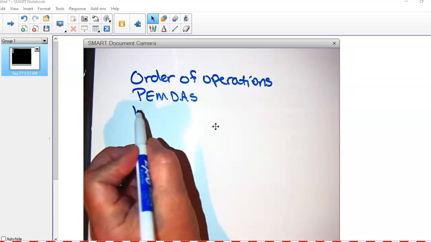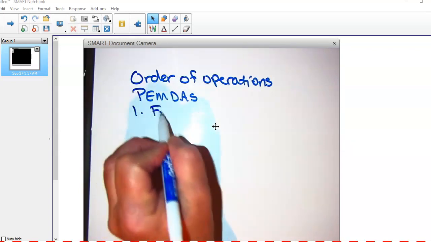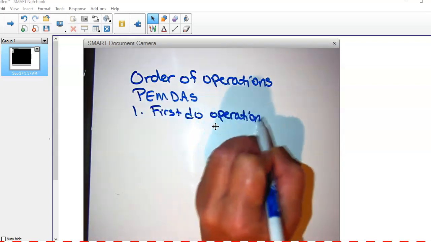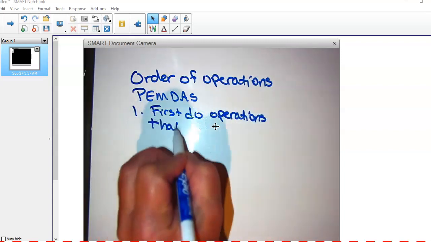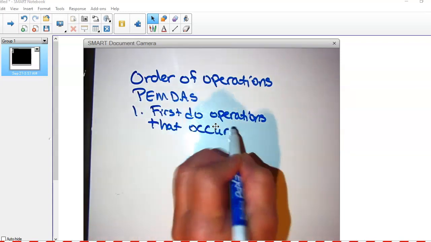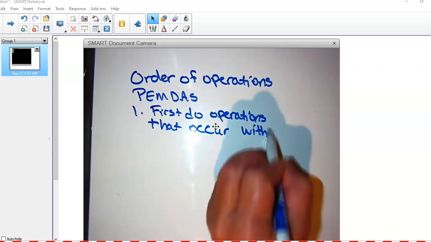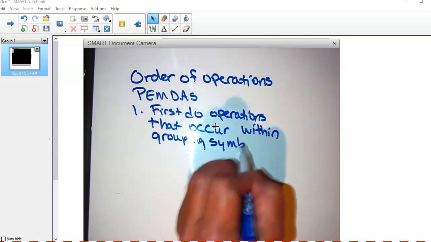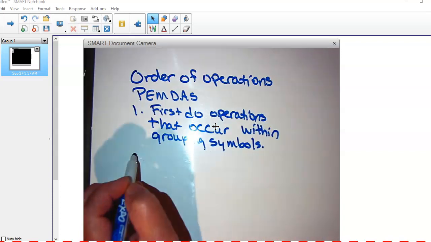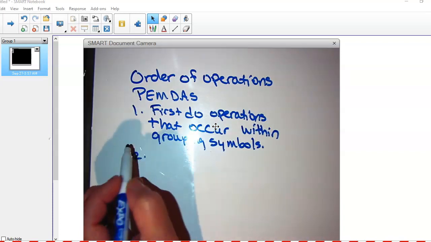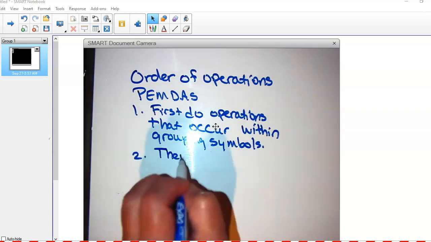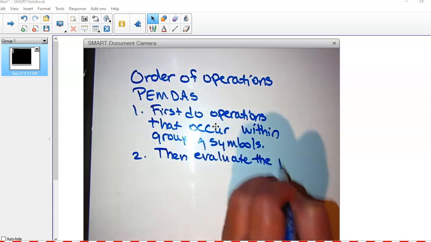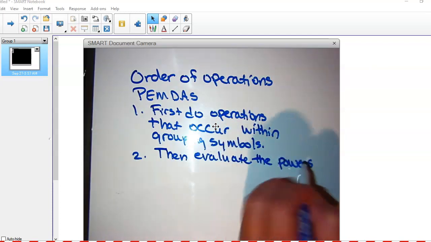first, do operations that occur within grouping symbols. That's the first step. Second step, then evaluate the powers. And we know that as exponents.